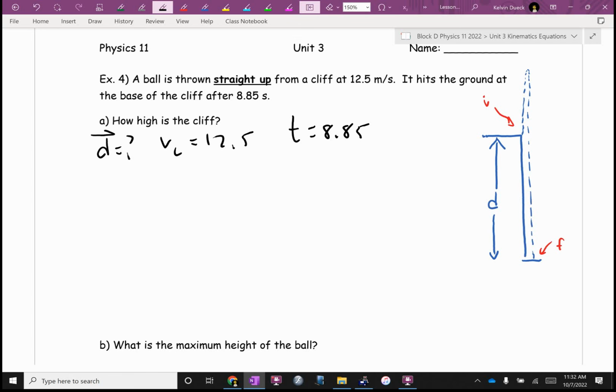Oliver, what's the acceleration exactly as a number? Yes. Mr. Dewick, how can it be negative 9.8 on the way up? On the way up, is it speeding up or slowing down? Which way is it accelerating? If it's moving up but slowing down, it's accelerating downwards. Okay? It's negative acceleration. Which equation, Oliver?